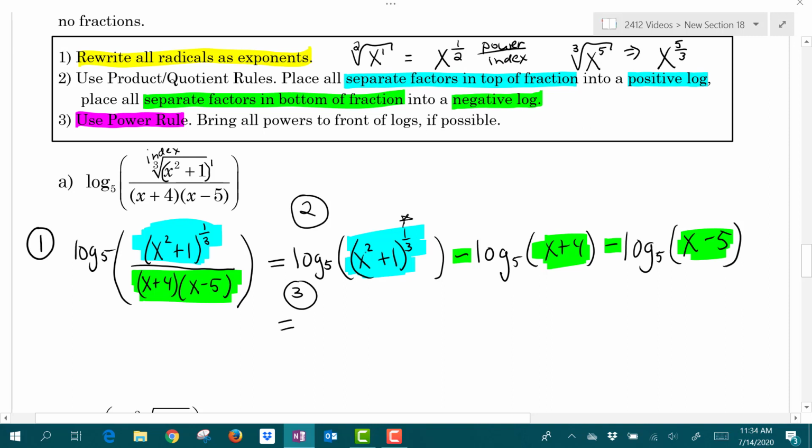Now what about the square? Can I bring that out to the front? And the answer is no, because the only thing that's being squared is the x. That square does not apply to everything inside. So we're not going to be able to take that one out. But I can take out the 1/3. So that becomes 1/3 times log base 5 of (x squared plus 1). And the other logs don't have those powers, so I'm just going to copy down those two logs.